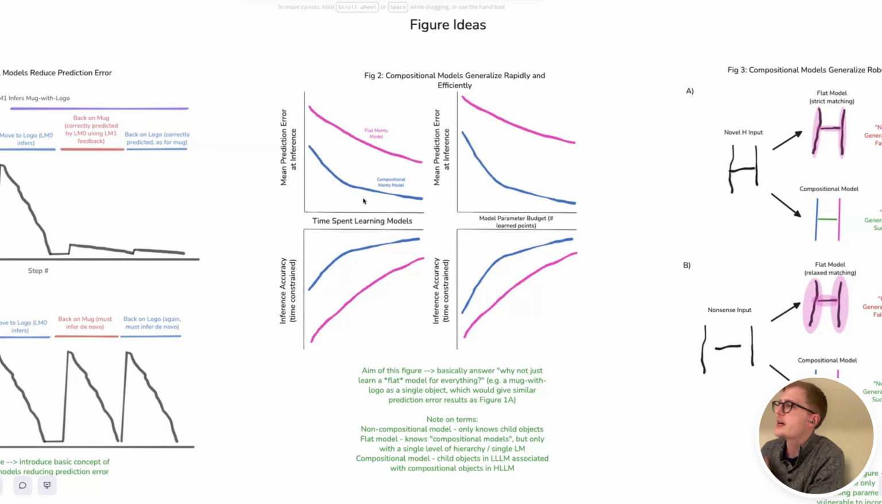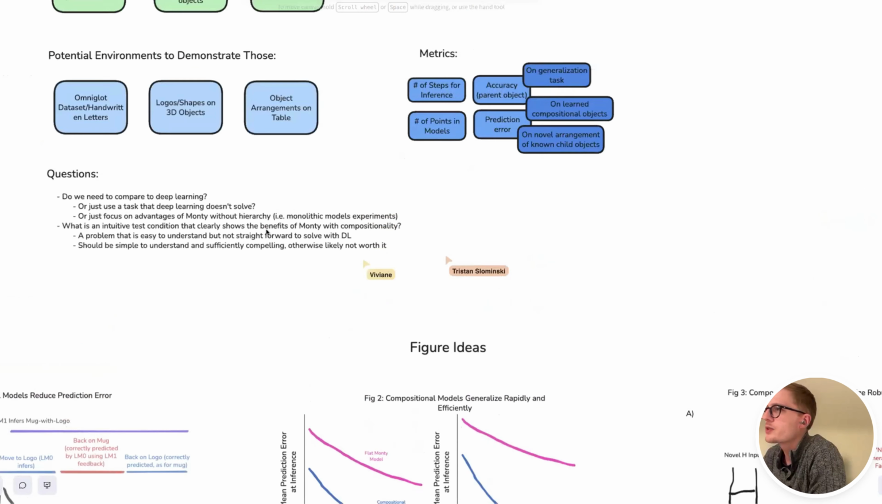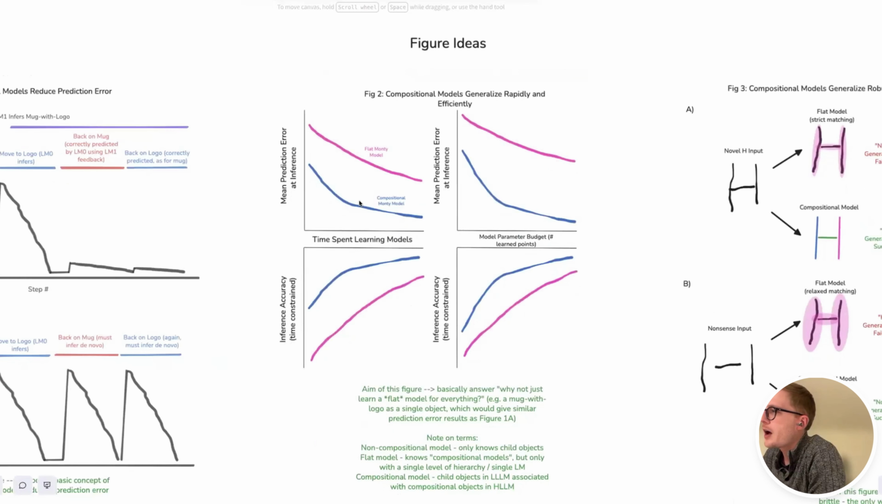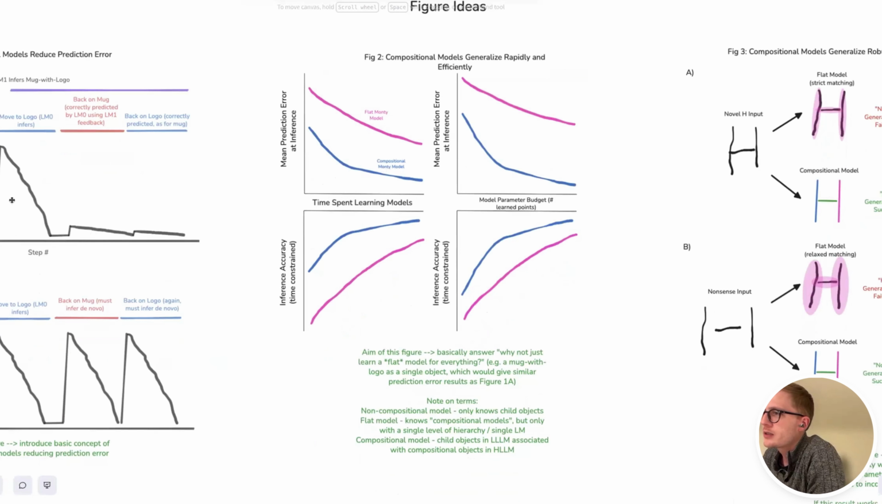And what we would expect is that with the compositional models, as you spend a bit more time, very quickly you can reuse those child representations, as Vivian was talking about up here, to make good predictions, as you also see here. So you get low prediction error, good accuracy, and you don't need to spend ages learning everything, versus the flat Monty model, which does poorly here.